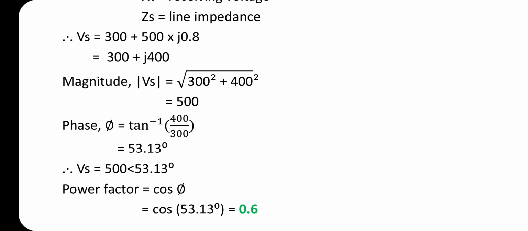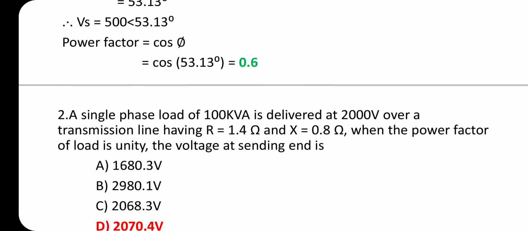We get 53.13 degree. Therefore, Vs equal to 500 angle 53.13 degree. Power factor cos phi equal to cos 53.13, which is equal to 0.6.